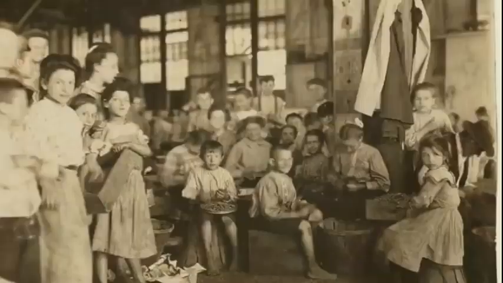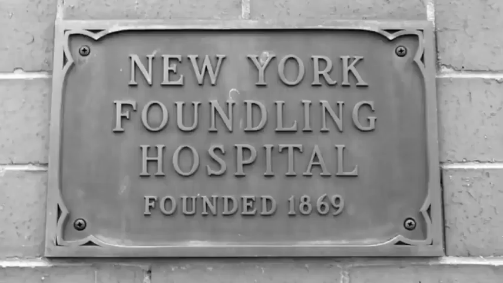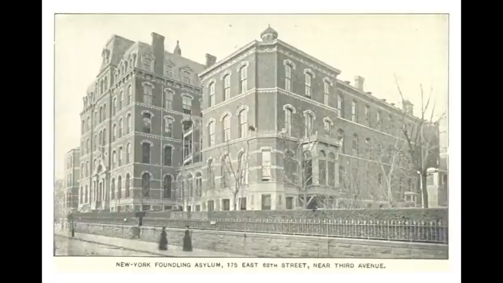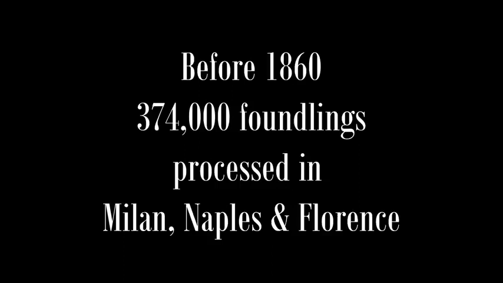It wasn't just the UK. This was a worldwide phenomenon. New York City had 4 foundling asylums alone that processed thousands of children annually. By the beginning of the 20th century, Italy was reporting 32,000 children per year. Spain and Portugal were reporting 15,000 annual foundlings. Before 1860, 374,000 recorded infants were processed by the asylums in Milan, Naples, and Florence alone.